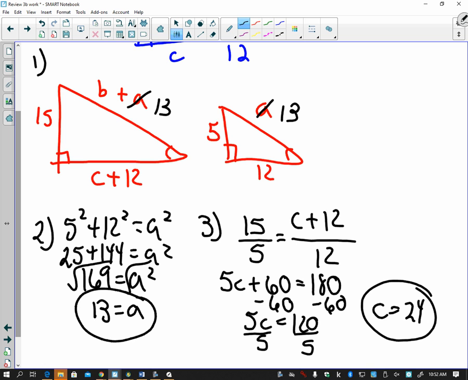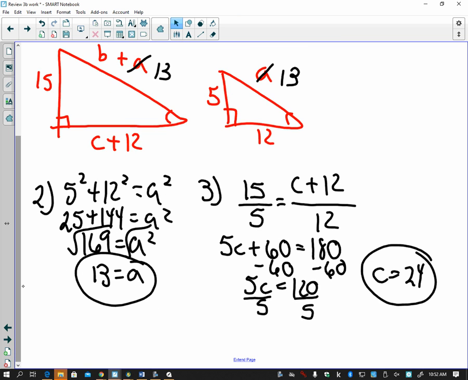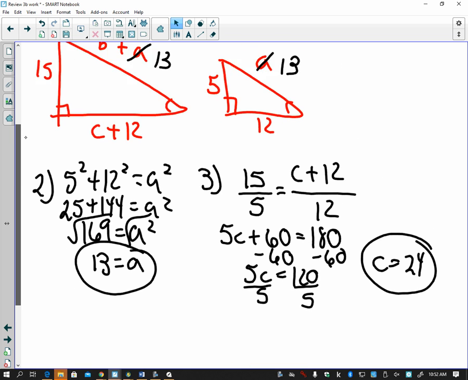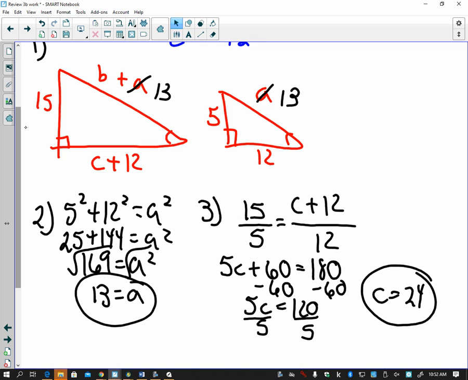So we've got C is 24. We've got A is 13. And we're going to basically replicate step 3 for solving for B. Or, well, there's a couple different things you can do here. We know that C is 24. So we can actually take this triangle here. I don't know if I recommend this or not because I don't want to confuse. We know that this entire length down here is now 36, correct? We know this is 15.